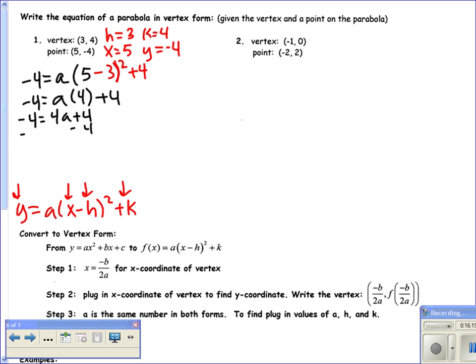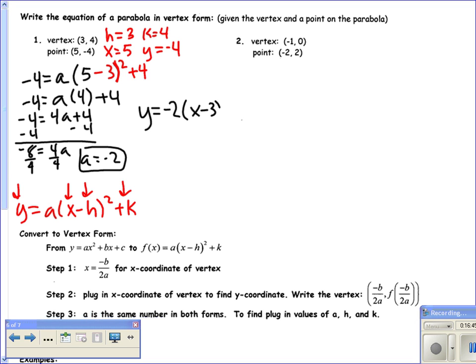Solve the equation, subtract 4 to the other side. I get negative 8 is equal to 4a, divided by 4. And a is equal to negative 2. So now that I have my a value, and I have my vertex, I can actually write the equation. So the equation for this would be y equals negative 2 times x minus my h, which is 3, squared, don't forget that squared right there, plus k. And my k value is 4. So this would be my vertex form for my equation.